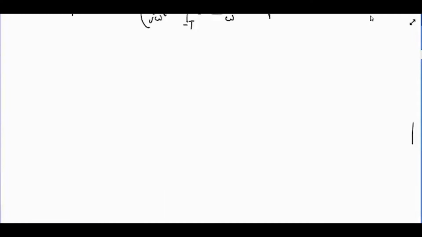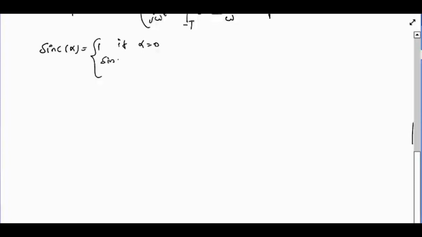We can compactly express this Fourier transform in terms of the so-called sinc function. Sinc function is defined as follows. Sinc of alpha is 1 if alpha is equal to 0, and it is sine pi alpha divided by pi alpha if alpha is not equal to 0. Okay, in terms of sinc function, we see that X(omega) can be expressed as follows. It is 2T sinc of omega T divided by pi.